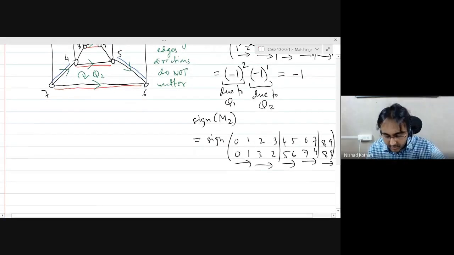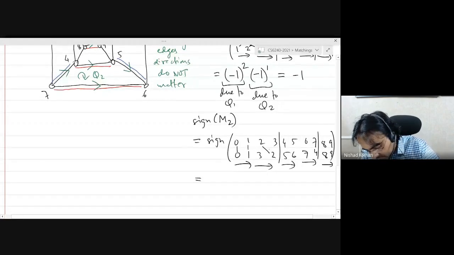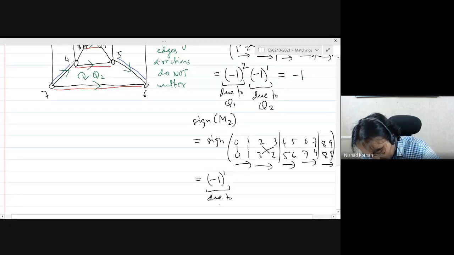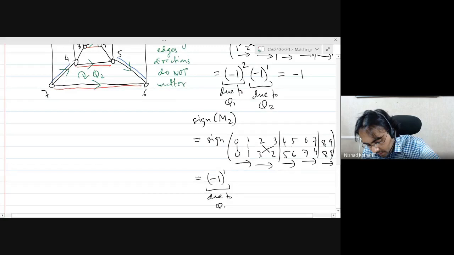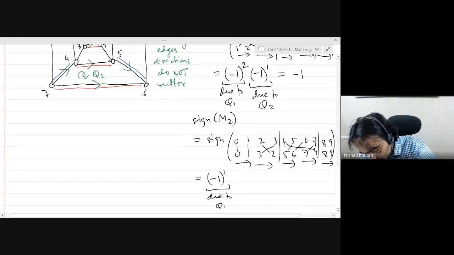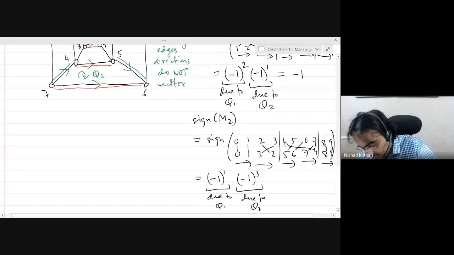Great. So let's look at the number of inversions here. There is 1 here. So we get minus 1 to the power 1 due to Q1. To 6 and 7 to 7. So we get 3 inversions here due to Q2. And then we have 8, 9, which has no inversions, so I won't write it down. Okay?